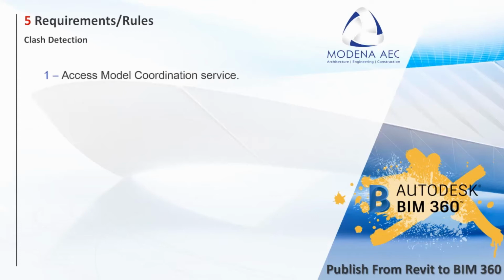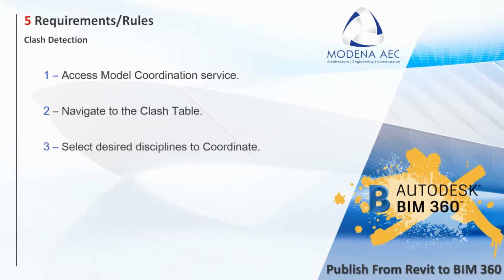Rule number 1 is access model coordination service. The reason that we need to access model coordination service is that without it, you won't be able to run any clash detections. Rule number 2 is that you navigate to the clash table. The clash table is an automated clash point in BIM 360. It's doing the job for you. Rule number 3, select your desired discipline to coordinate. So in your clash table, you'll be able to see different services, and you simply select the one that you want, and it will take you to that automated clash.